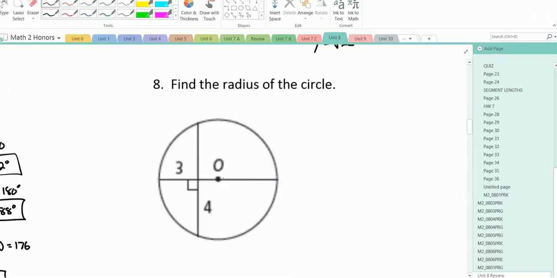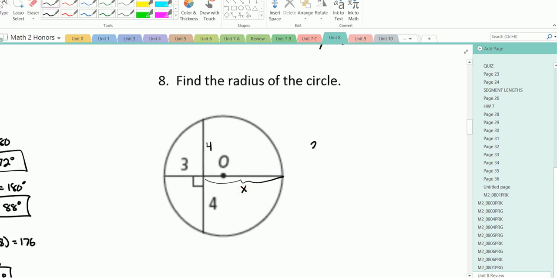So here we see that the diameter is crossing a chord in the circle at a 90-degree angle. And so we can easily show that it's bisecting it. And so we know the lengths 4 and 4. Let's call this full length here that we don't know x. And so we know that 3 times x is equal to 4 times 4.